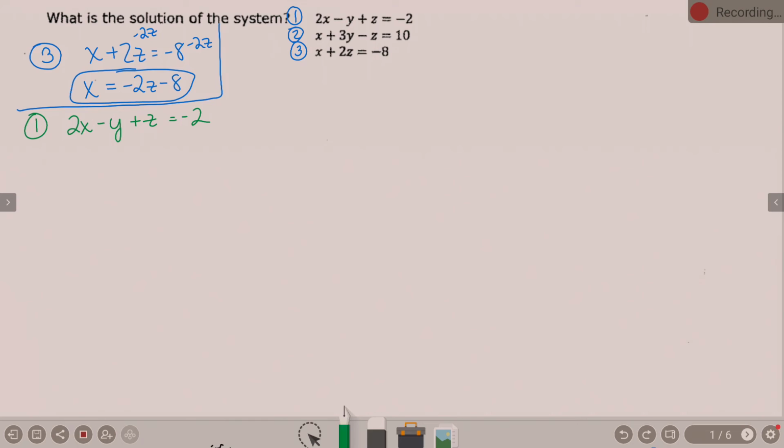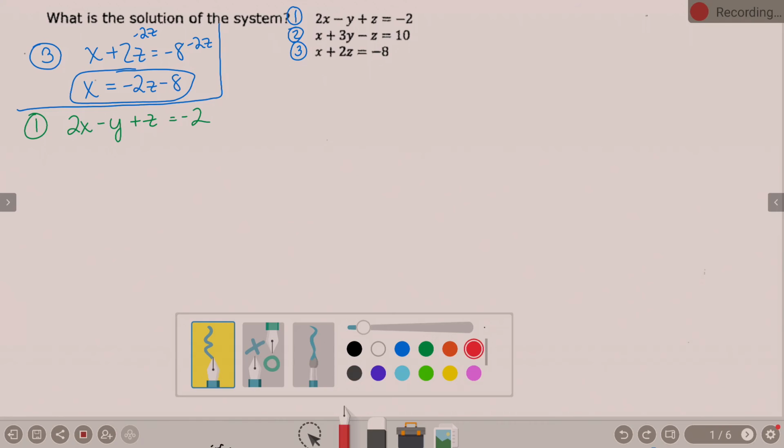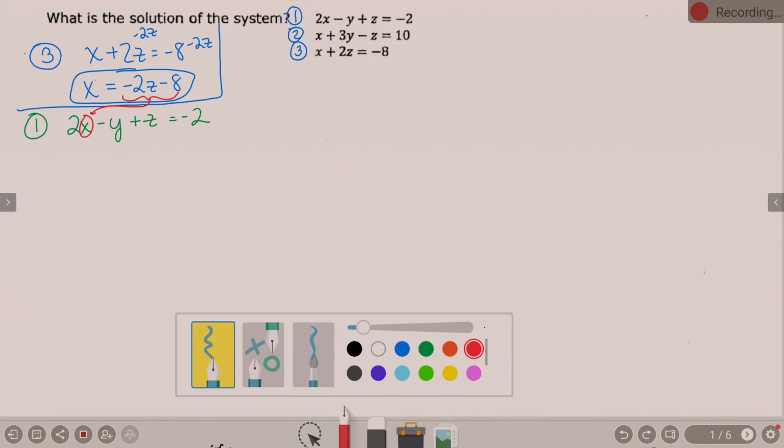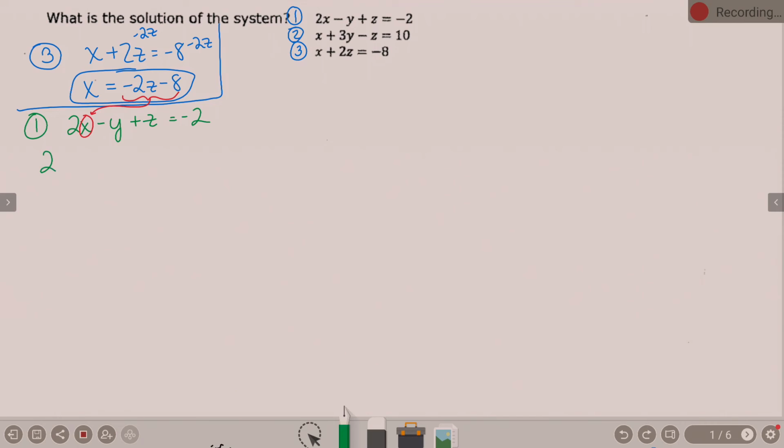No? Okay. 2x. Every place I see x, we're going to replace it with that right there. So 2 times x, except x this time is negative 2z minus 8. Copy the rest of the problem: minus y plus z equals negative 2.